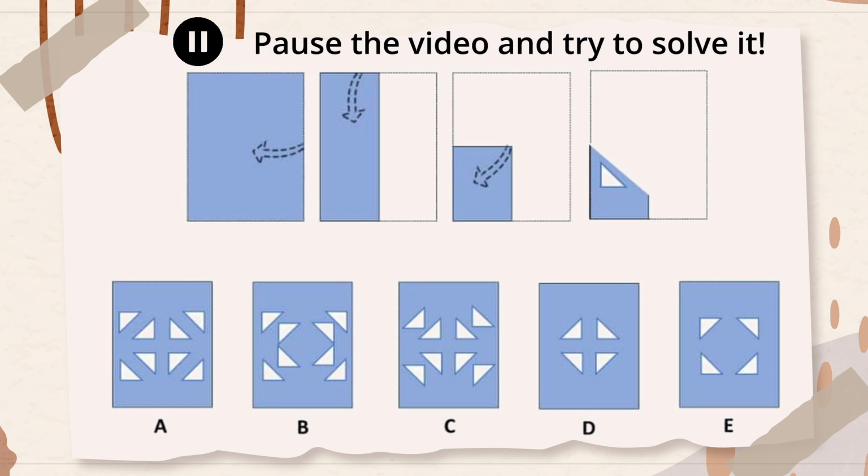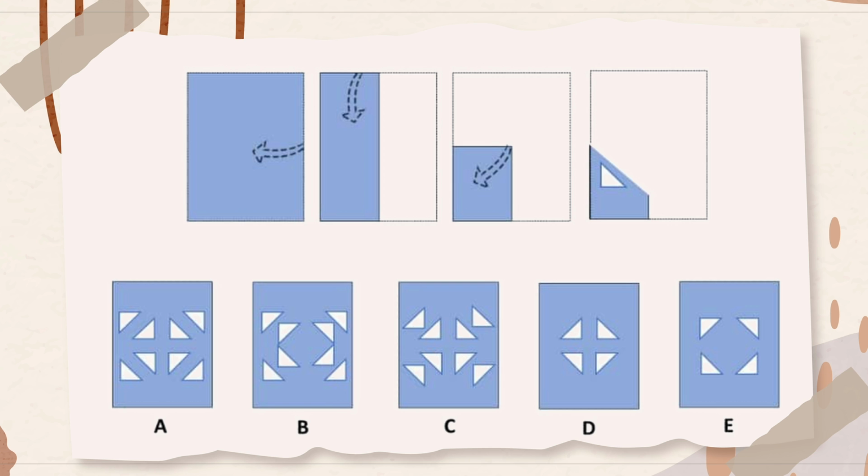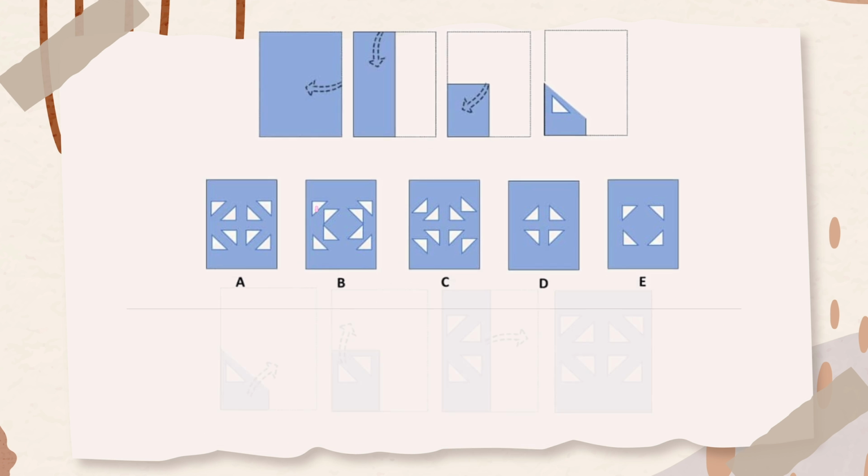Each question shows a paper folded several times and then punched with holes. The answer choices contain unfolded papers with punched-in holes. You need to determine which of the answer choices is the final product of the unfolded punched-in paper. Try the following sample question. Did you find the correct answer? Here it is.